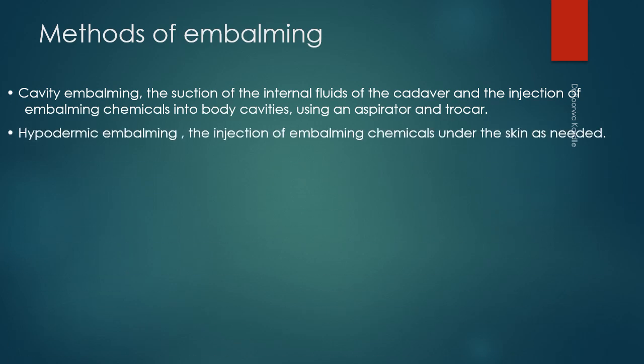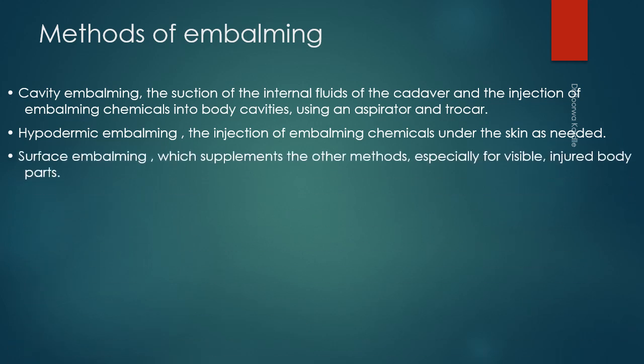Next method is hypodermic embalming. So, topical or local injections of the embalming fluid are given subcutaneously wherever needed. Next method is surface embalming. So, here the area which is injured or affected, in that much area we again inject the embalming fluid. So hypodermic method and surface embalming method are actually supplementary methods.